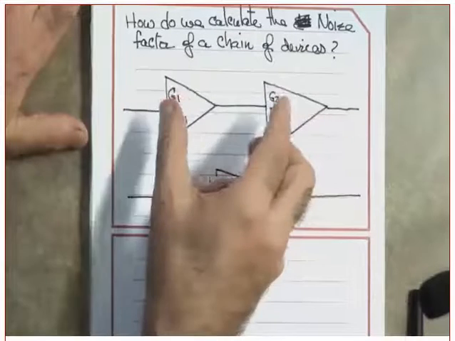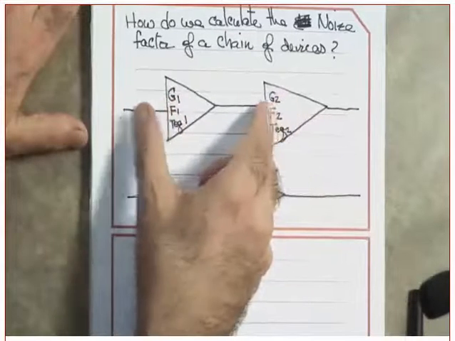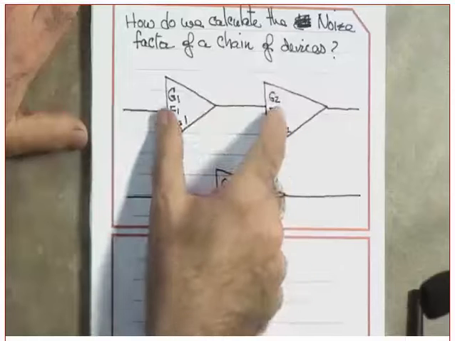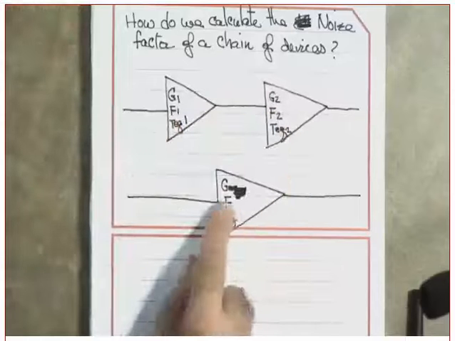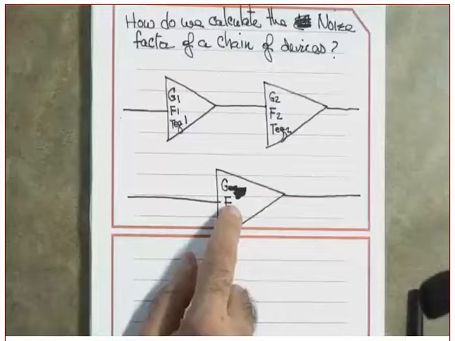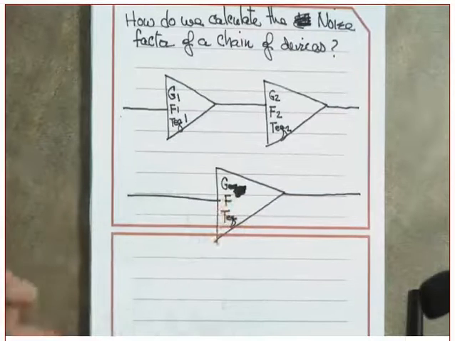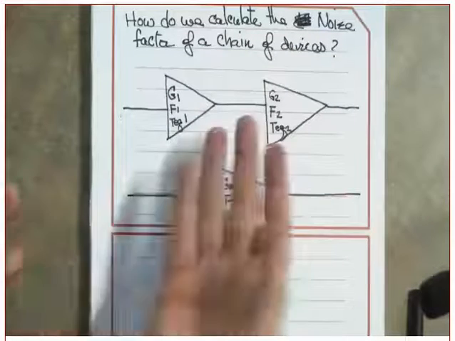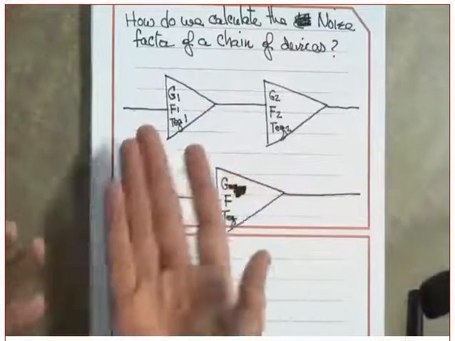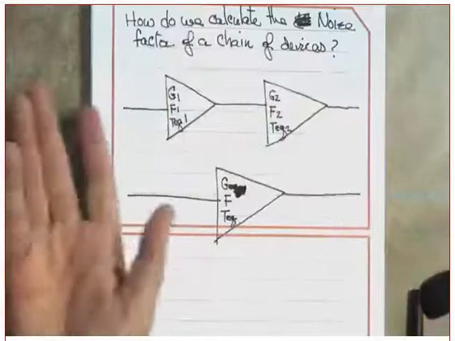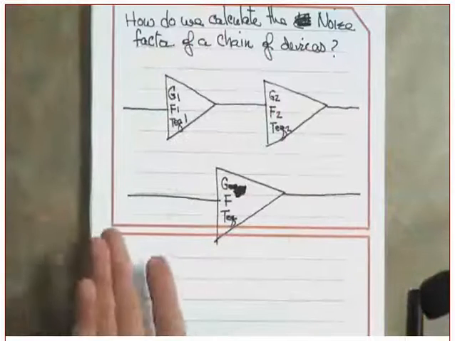I want to find the equivalent of these two. In other words, if I can replace these two devices by one device, what will be the noise factor, what will be the equivalent temperature, what will be the gain, and so on. Now, of course, the gain is straightforward. It's G1 G2, or if you are in dB, it's G1 plus G2. Clear? Okay, but let's take it step by step.